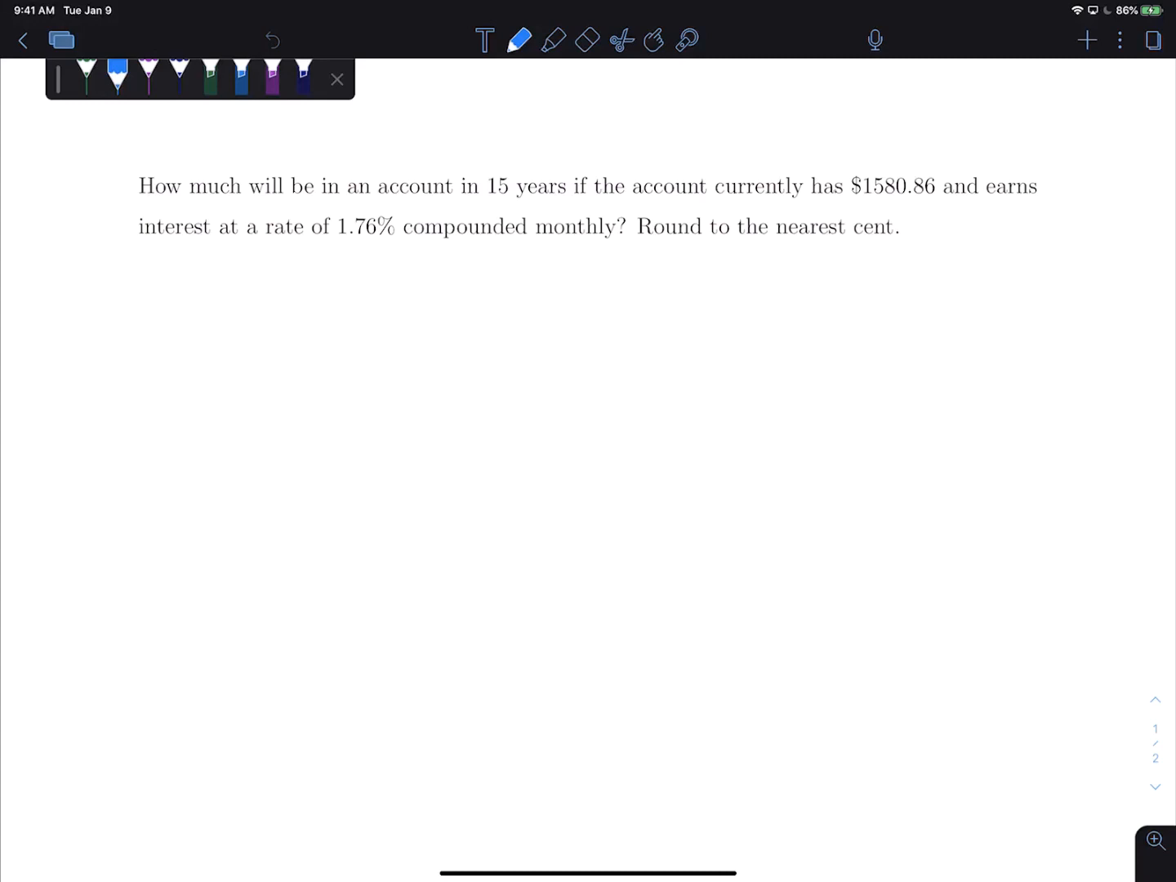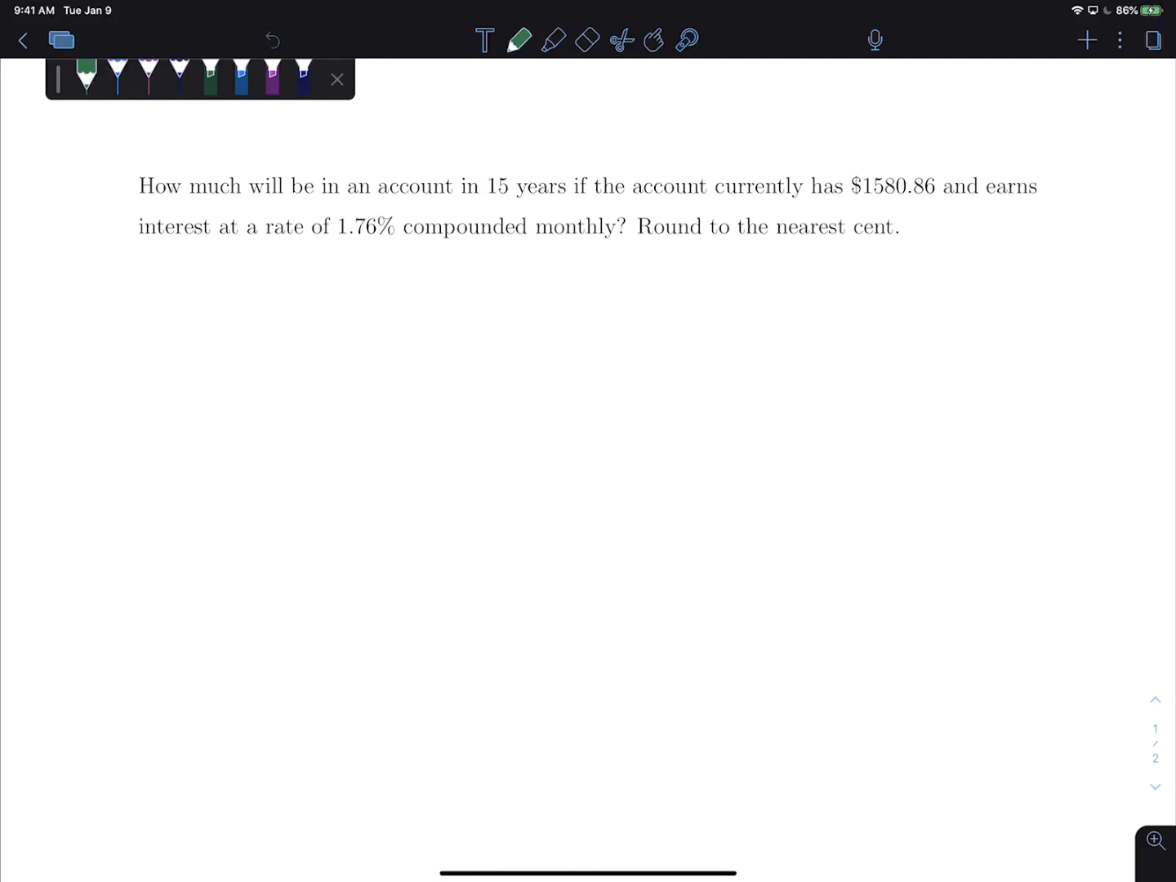Hello. In this video, I want to solve a compound interest question. How much will be in an account in 15 years if the account currently has $1,580.86 and earns interest at a rate of 1.76% compounded monthly? Round to the nearest cent.